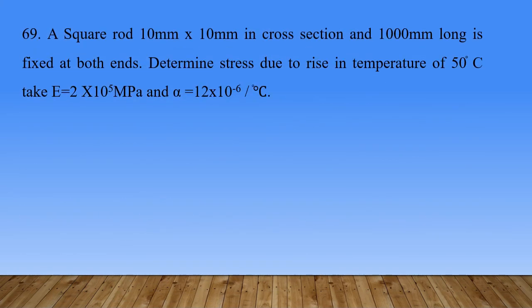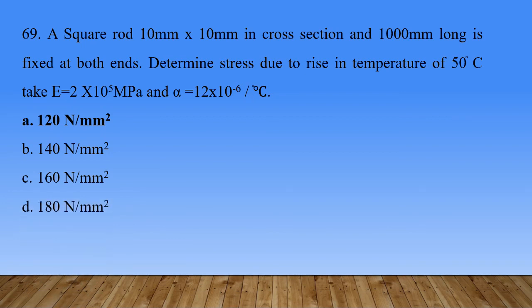Question number 69. A square rod 10 mm by 10 mm in cross section and 1000 mm long is fixed at both ends. Determine stress due to rise in temperature of 50 degrees Celsius. Take capital E as 2 into 10 to the power 5 megapascal and alpha as 12 into 10 to the power minus 6 per degree Celsius. Option A 120 Newton per mm square, option B 140 Newton per mm square, option C 160 Newton per mm square, option D 180 Newton per mm square. The correct answer is option A, that is 120 Newton per mm square.